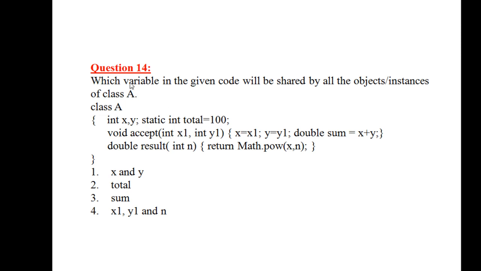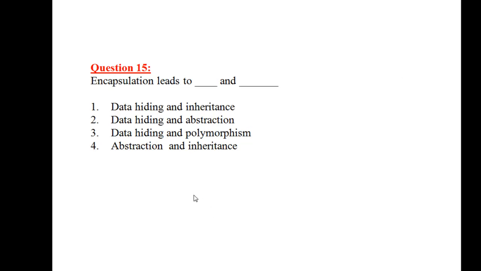So the question is, which variable in the given code will be shared by all the objects or instances of class A? That is, int total is equal to 100, static int total is equal to 100. This is a class variable, and it will be shared by all the objects. So the variable total will be shared by all the objects. Question number 15 is, encapsulation leads to dash and dash. The right answer is data hiding and abstraction.